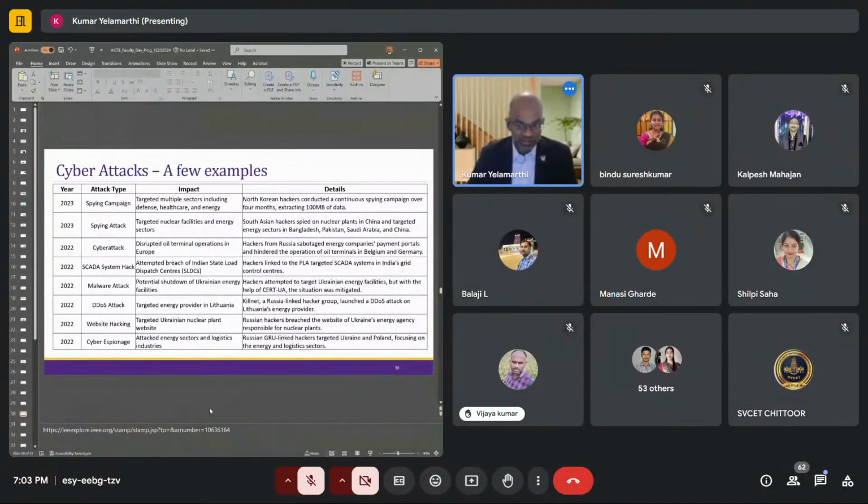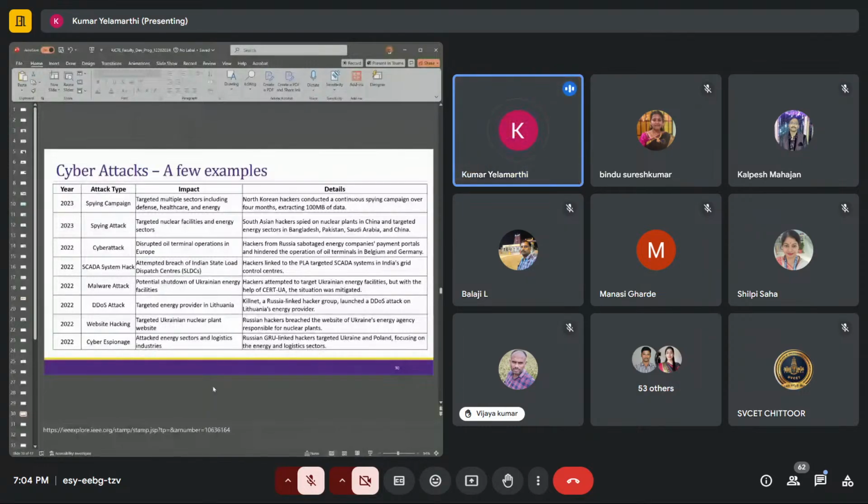How harmful is it? That is something you have to think about. For example, let me take the 2022 cyber attack that disrupted all terminal operations in Europe. It sabotaged energy companies' payment portals and hindered transportation of oil to different countries. What detrimental harm would it cause to the economy? What harm would it cause to the community? That is a big issue there.